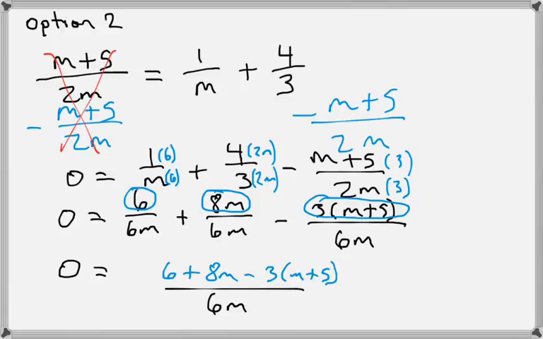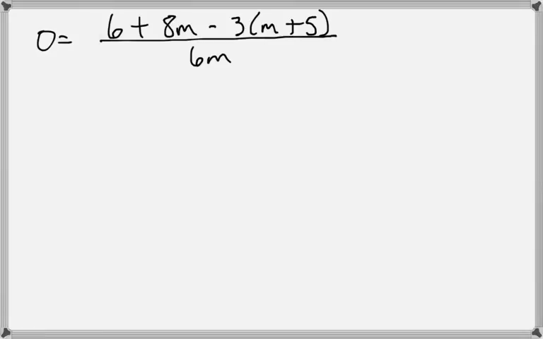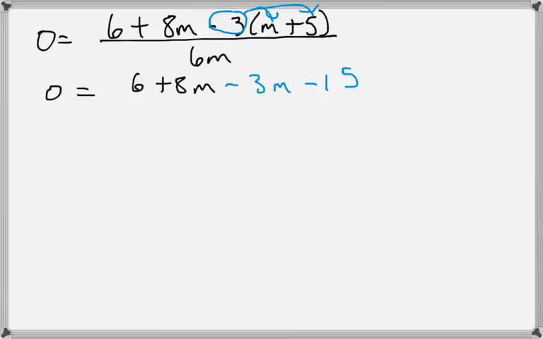Okay, so now we need to go ahead and distribute that negative 3 to get rid of the parentheses. So now we are looking at 0 is equal to 6 plus 8m minus 3m minus 15, and all of that is over our common denominator of 6m.